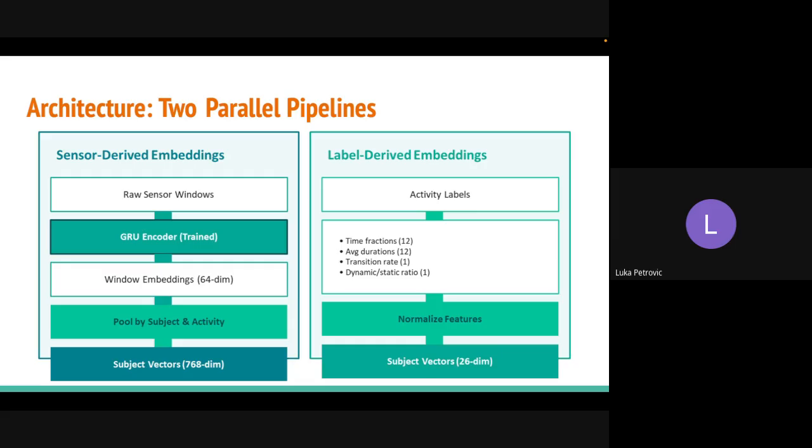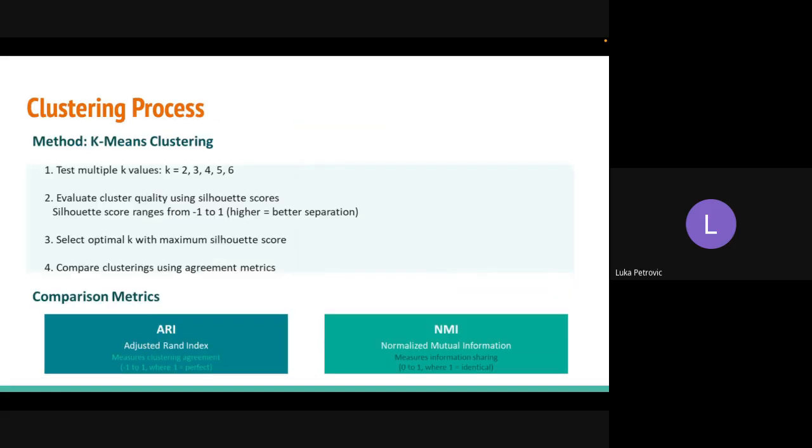Let's go to the next slide, the clustering process. This is our method. We first test multiple values of K: 2, 3, 4, 5, 6. Our goal here is to find the best clustering to use. Then in the second step, we evaluate cluster quality using the silhouette score. This metric ranges from -1 to +1, and we aim for the best value. Third, we select the best value, and then we compare the clusterings using agreement metrics.